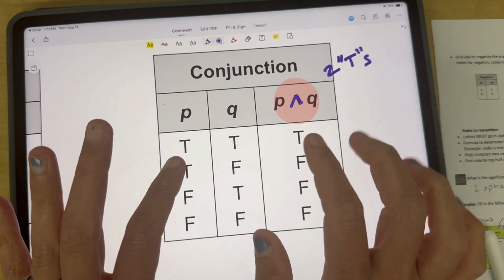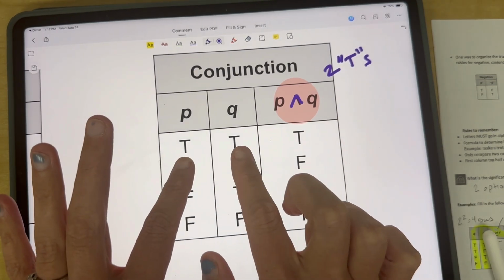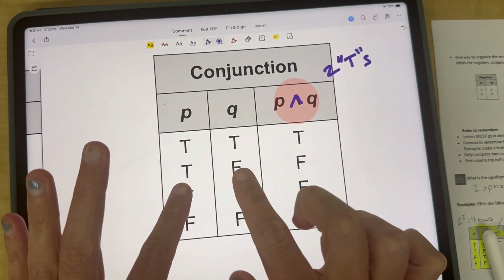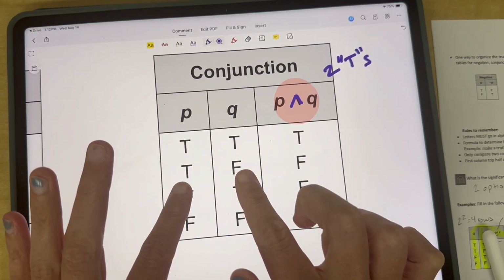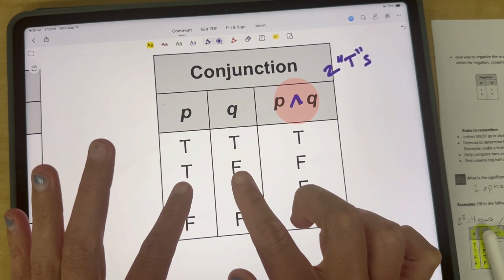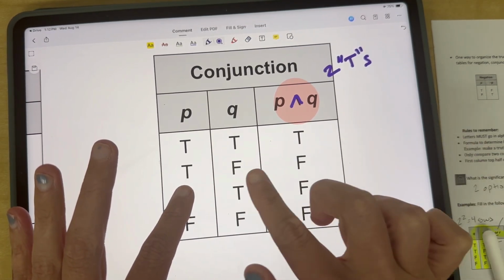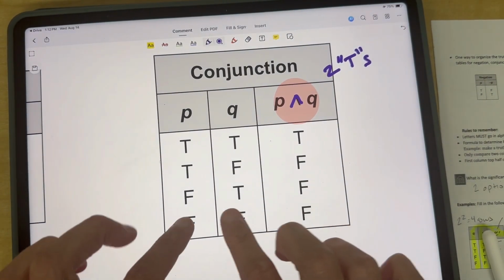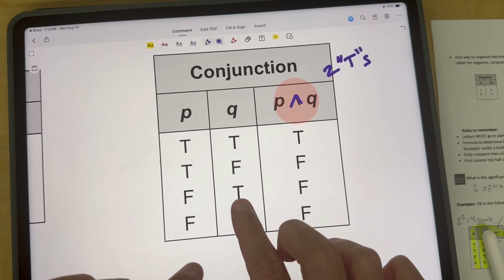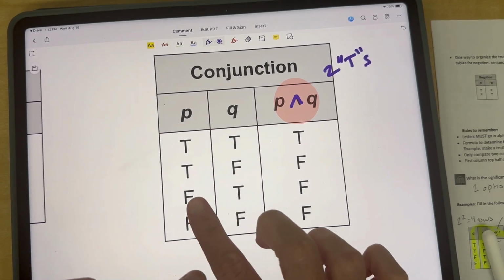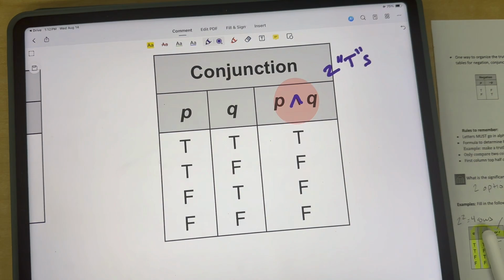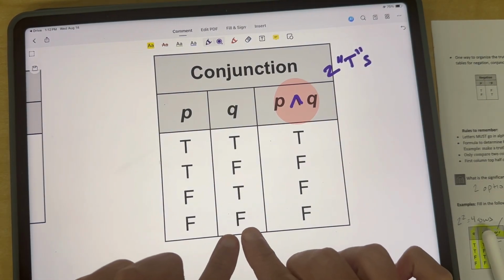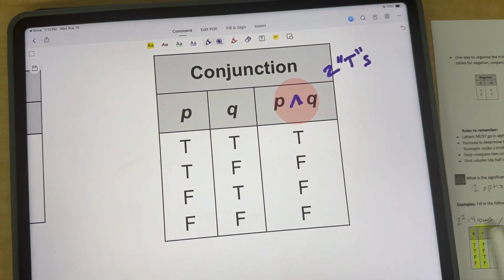So, the sky is blue. I do own a red car. Both things are true, okay? But what happens if the sky is blue, but my car is not red? I have a yellow car. Well, in an and statement, since they are not both T's, then the answer is false. What if it's cloudy outside, but my car is red? Well, there's not two T's here. We need both things to be T for this to be T. And lastly, the sky is not blue, it's gray, and I own a blue car. If both things are false, then everything's false.